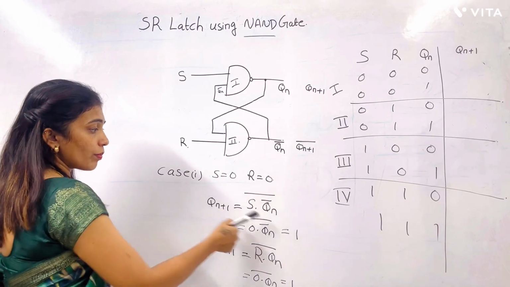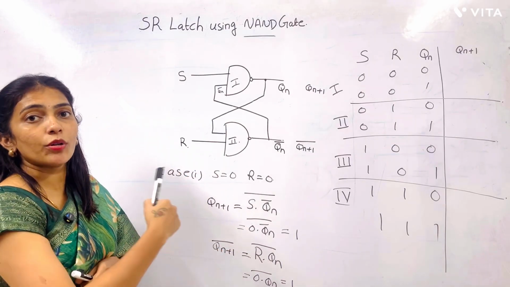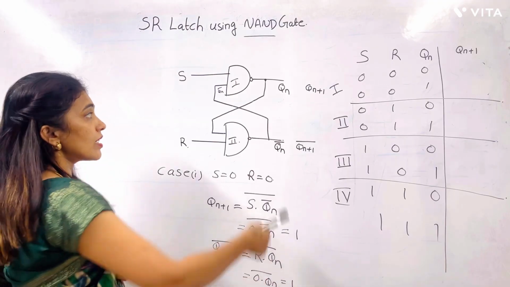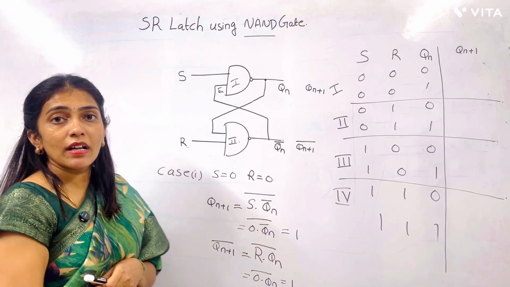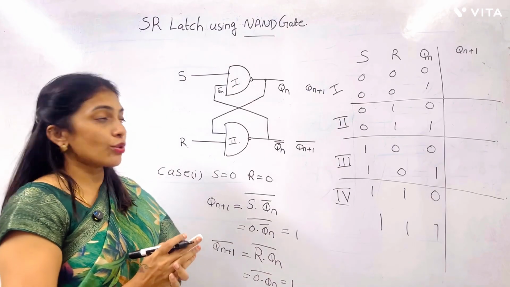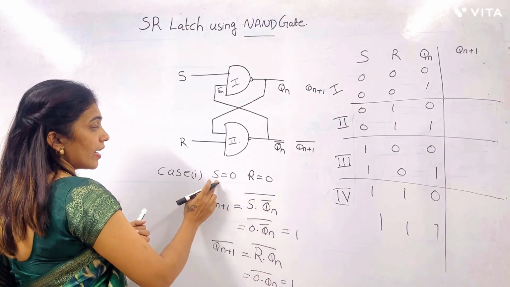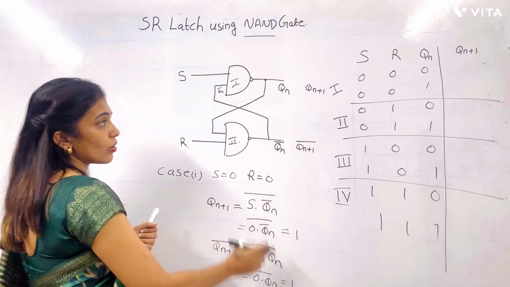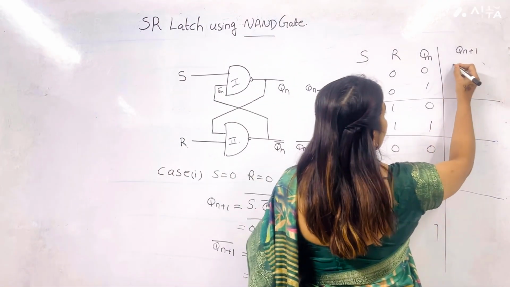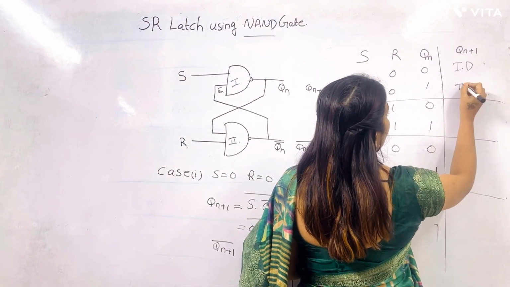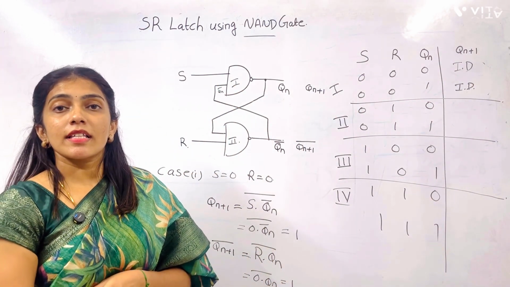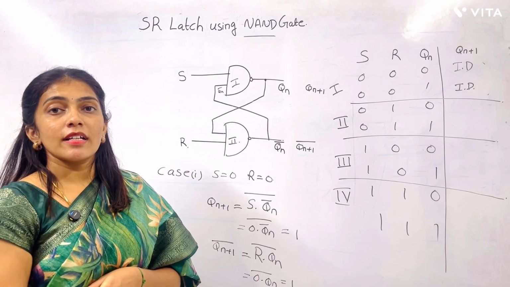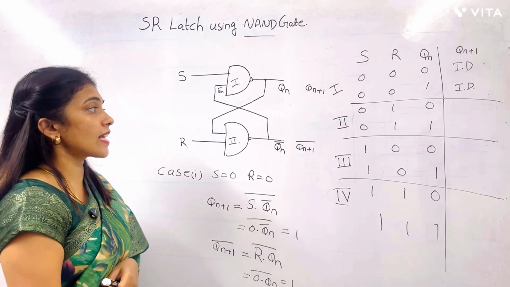So the first gate output is 1, and the second gate output is also 1. One is the normal value and the other is the complementary value. Is this possible? It is impossible. So when S equals 0 and R equals 0, this is an undefined condition. This condition is called the indeterminate state.